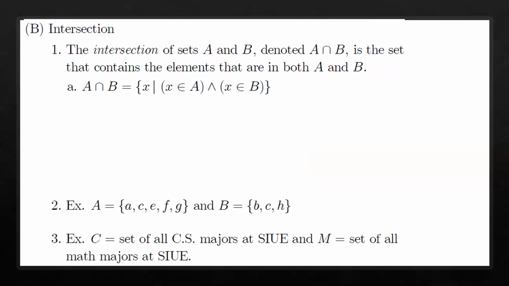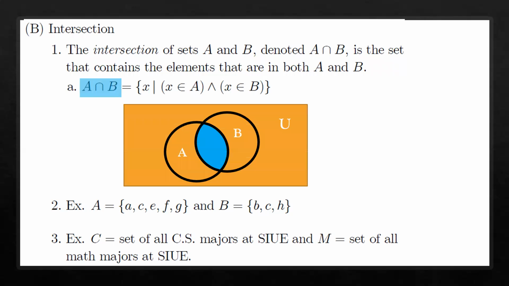The intersection is similar. The intersection of sets A and B, denoted A ∩ B, is the set that contains elements that are in both A and B. Again, in set builder notation, notice the similarity between the AND symbol and the intersection symbol for sets. Visually, again, in blue is that intersection. And you'll see it represented by the intersection of those two circles in the Venn diagram.